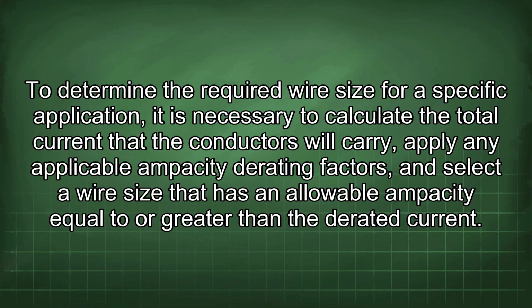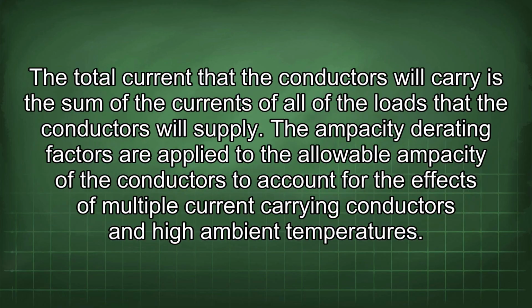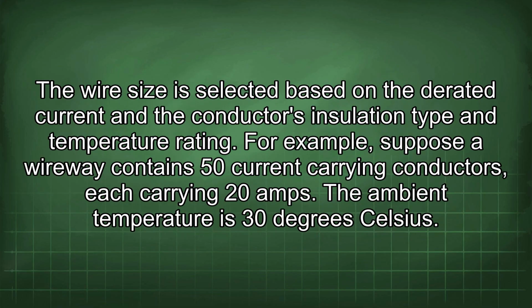To determine the required wire size for a specific application, it is necessary to calculate the total current that the conductors will carry, apply any applicable ampacity derating factors, and select a wire size that has an allowable ampacity equal to or greater than the derated current. The total current that the conductors will carry is the sum of the currents of all of the loads that the conductors will supply. The ampacity derating factors are applied to the allowable ampacity of the conductors to account for the effects of multiple current-carrying conductors and high ambient temperatures. The wire size is selected based on the derated current and the conductor's insulation type and temperature rating.